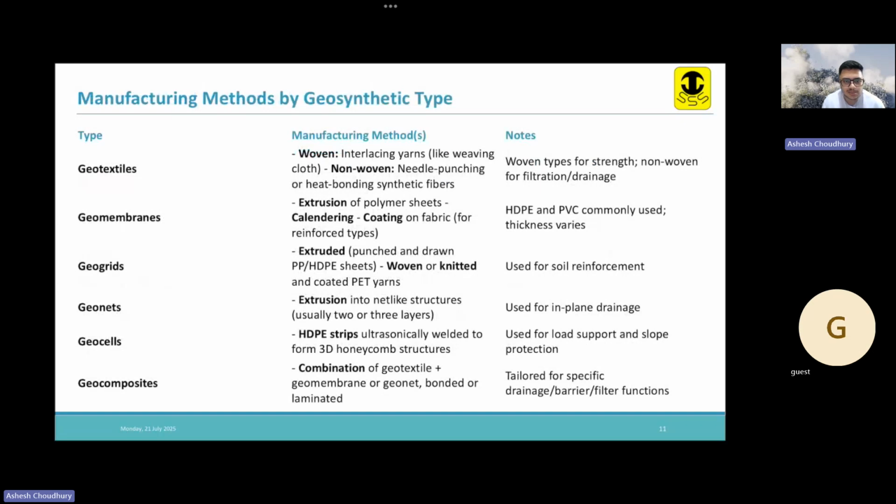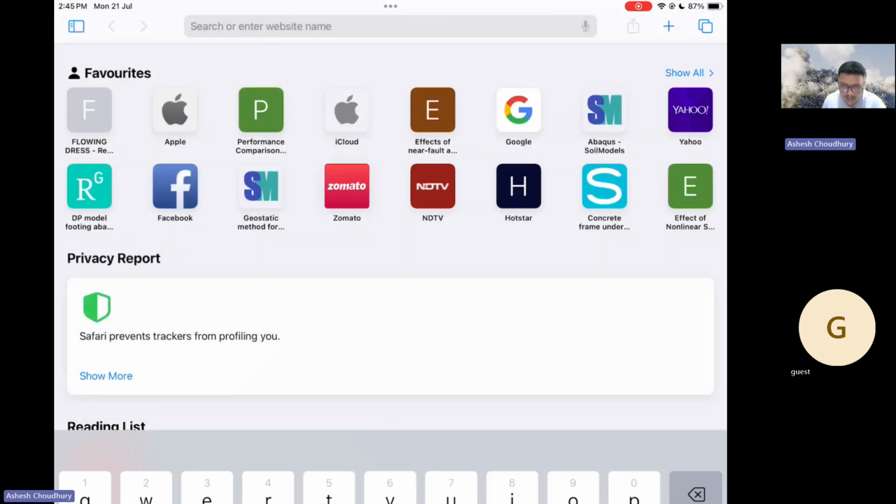Now let us discuss them very briefly. The first geosynthetic that we're discussing is geotextiles. For geotextiles, as I said, we have two types: woven and non-woven. Woven geotextile is nothing but like our clothes, our textiles, which are also woven. Non-woven is one more type of geotextile. If you want to see some pictures, you can. I can search here, right?